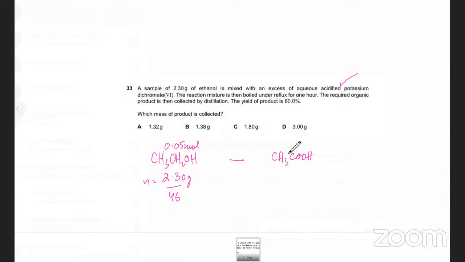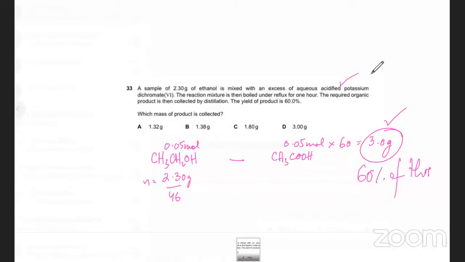So the ethanoic acid would be 0.05 moles as well, because it's 1:1, multiplied by the MR, which is 60 for this, and that's going to give you 3 grams. So theoretically, you should get 3 grams, but the yield is 60%. So you're not going to get 3 grams. You're going to get 60% of this. So 60% of this is 1.8 grams.